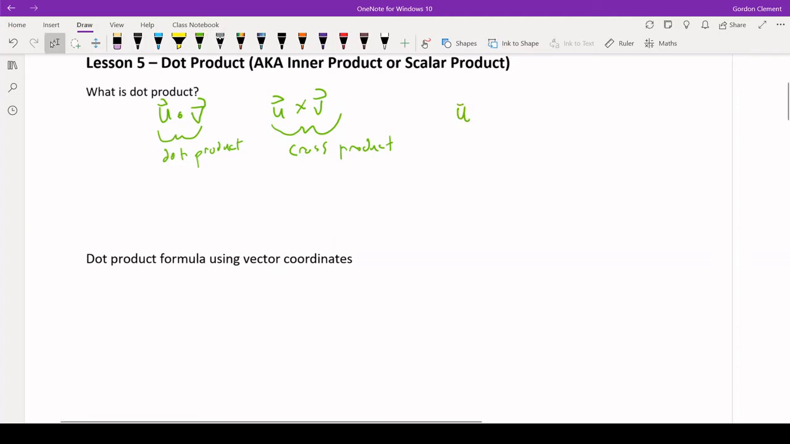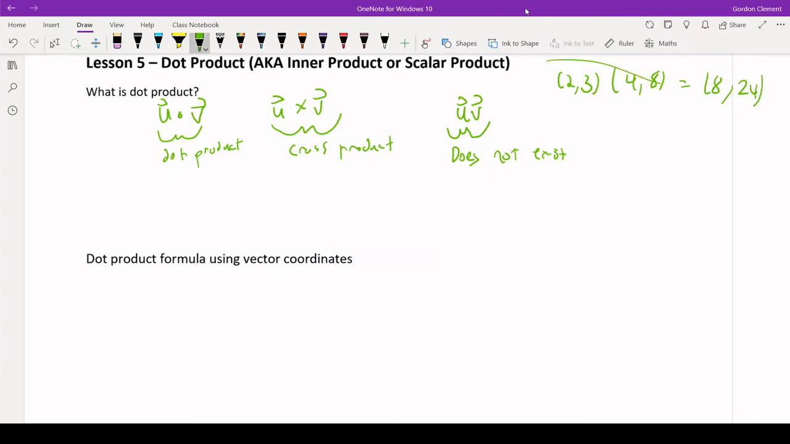Something like u v with no symbol in between, like u times v, doesn't exist. It's completely meaningless to write something like that, so you always need a symbol between them. One's for dot, one's for cross. Neither of them will look like this, where you multiply the x's and multiply the y's. That's not a defined operation with vectors. It's completely meaningless. So they are different from multiplication as you think of it, even though it's got the word product in its name.